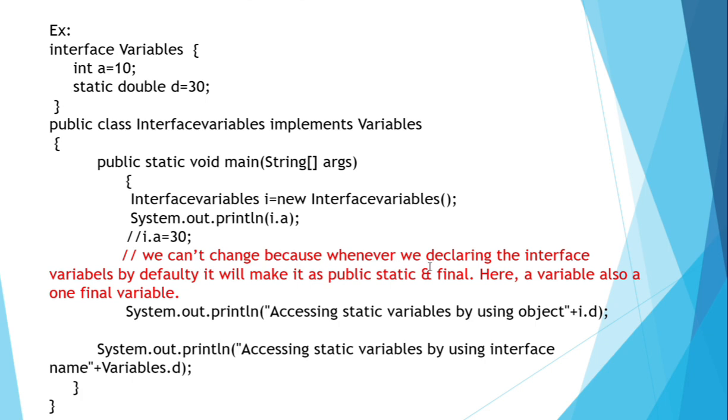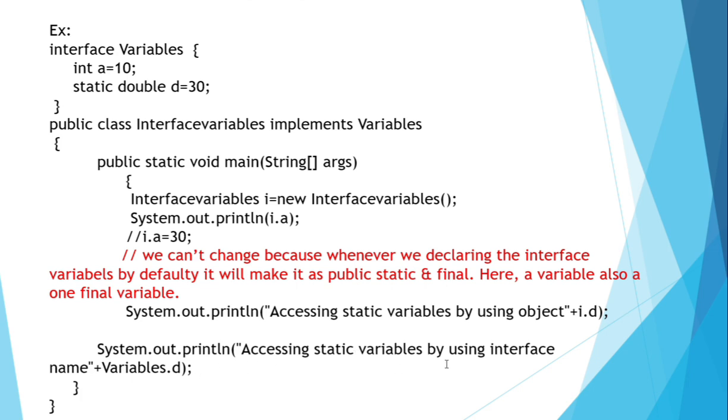We can't change them because whenever we declare variables in an interface, by default they are made public, static, and final. Here the A variable is also a final variable. Next, we can access the static variables using the interface name or an implemented subclass object. Here we are accessing static variables by using an object, that is the interface variables class object, I dot D. Here the output is 30.